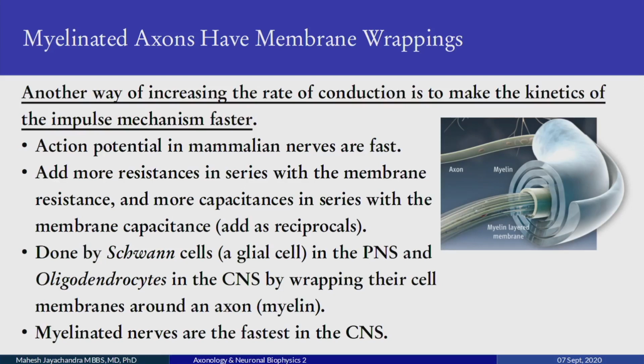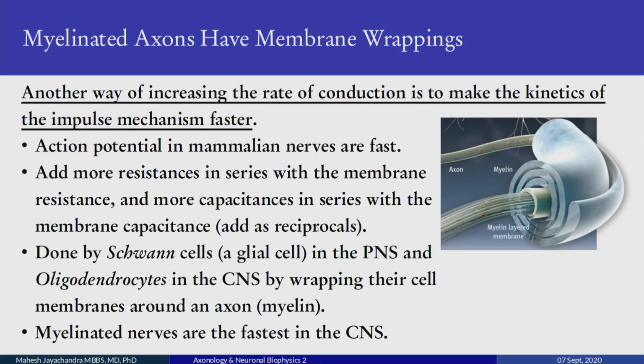make the kinetics of the impulse mechanism faster. If you remember, we talked about myelin. Now we'll talk about the biophysics. Action potentials in mammalian nerves are very fast. With the wrapping of cell membrane from the oligodendrocytes and the Schwann cells, more resistances are added in series with the membrane resistances. More capacitances are in series with the membrane capacitance. Remember, capacitances add as reciprocals. And this insulates and forces faster conduction.